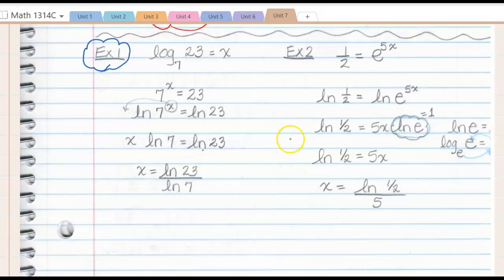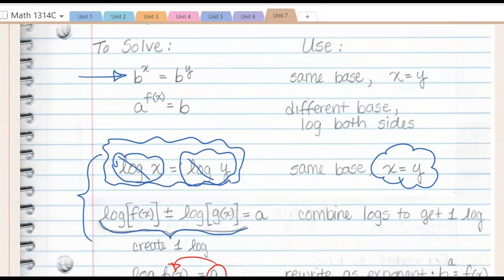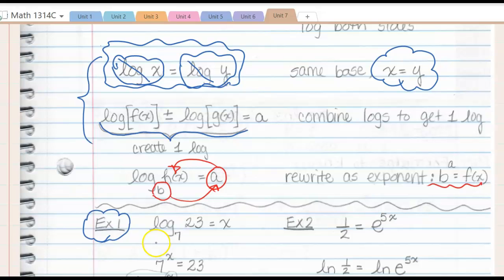So if I come back up to the top of our page, we can see that we do not have an exponential scenario, but a logarithmic scenario. I only have one log on one side, so that means I need to worry about this part right here.